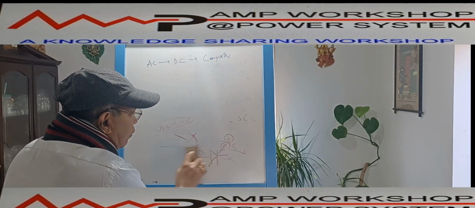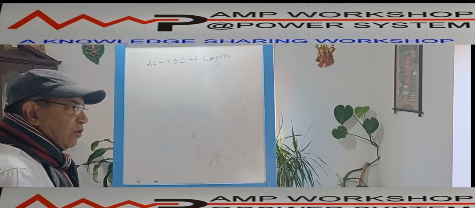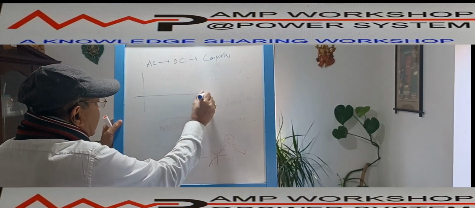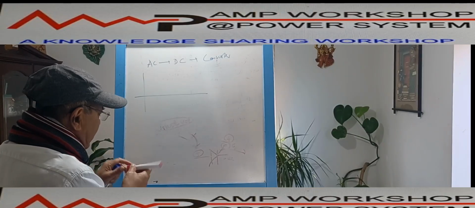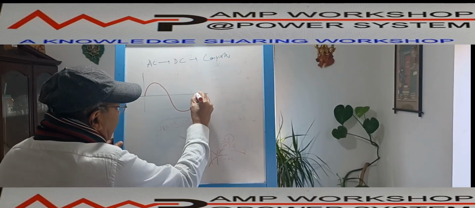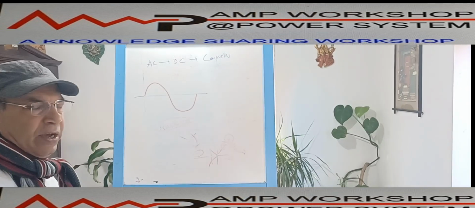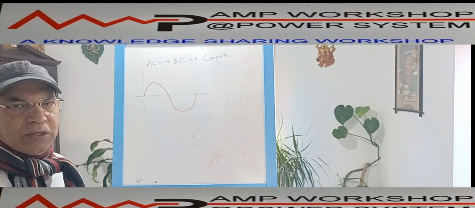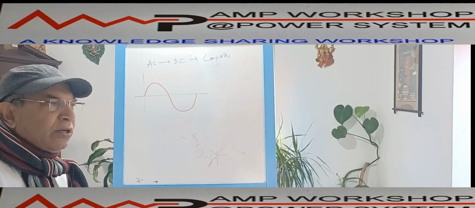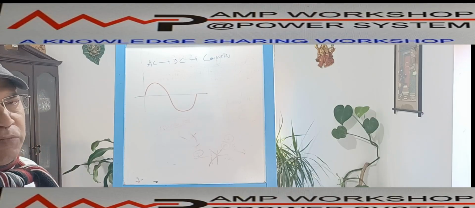For the uncontrolled rectifier, how does it work? Now, in the case of an AC wave, suppose we are drawing one cycle only. Suppose this is a 50 hertz voltage. This is our AC voltage. When the rectifier is converting AC voltage to DC voltage, the controlled or uncontrolled rectifier both have two types. One is a half wave rectifier, another is a full wave rectifier.